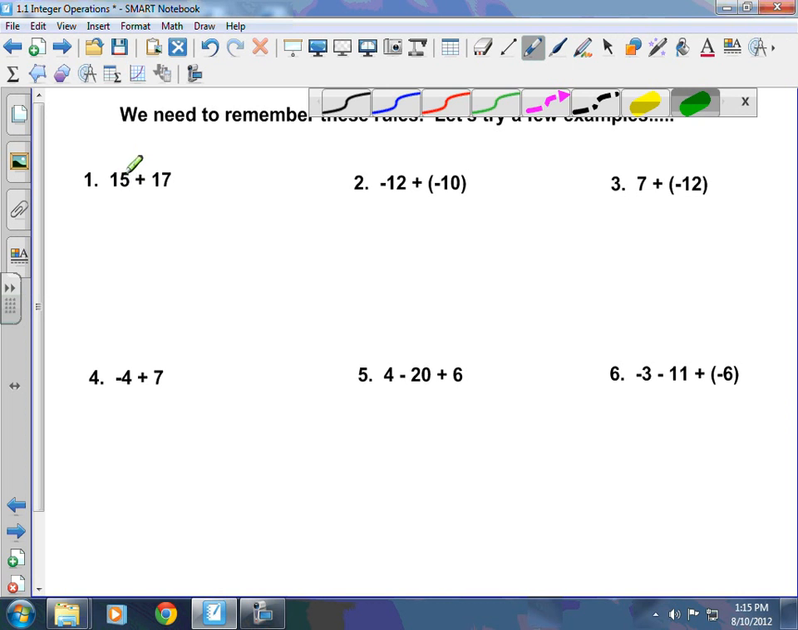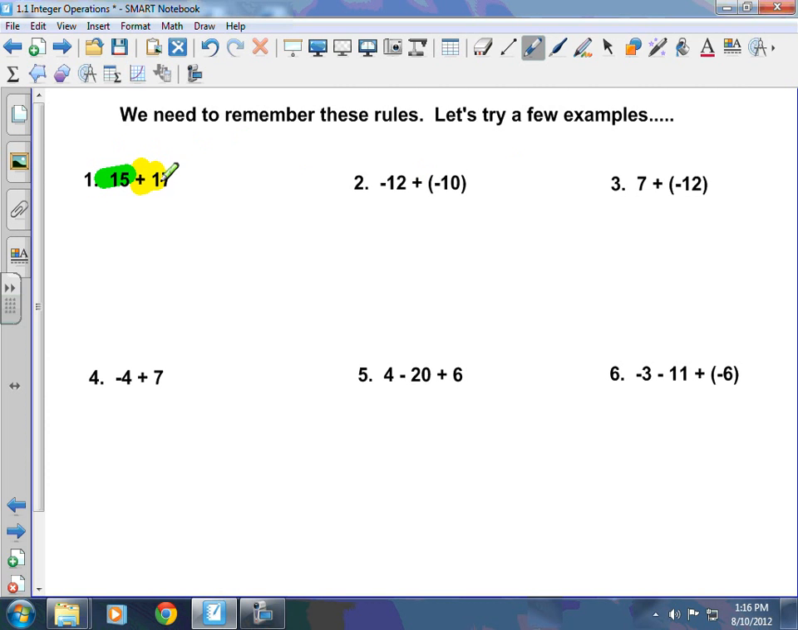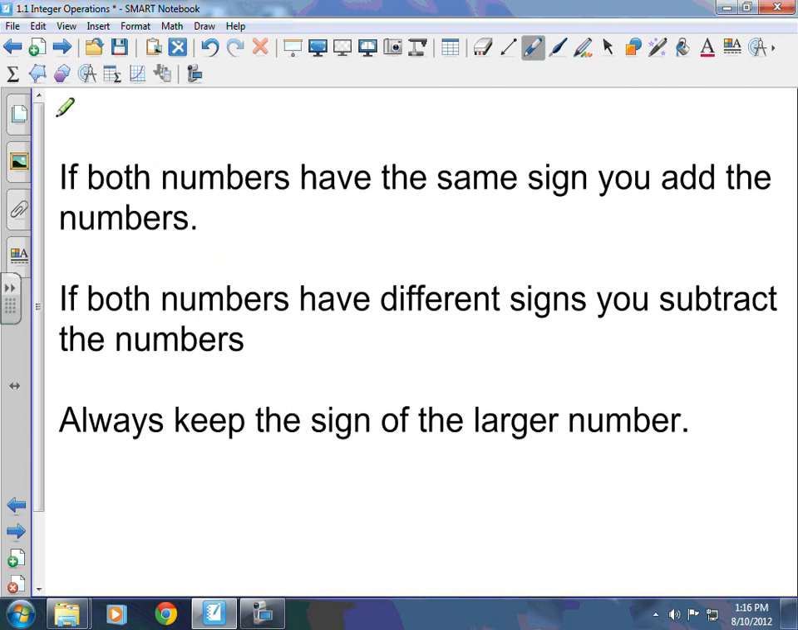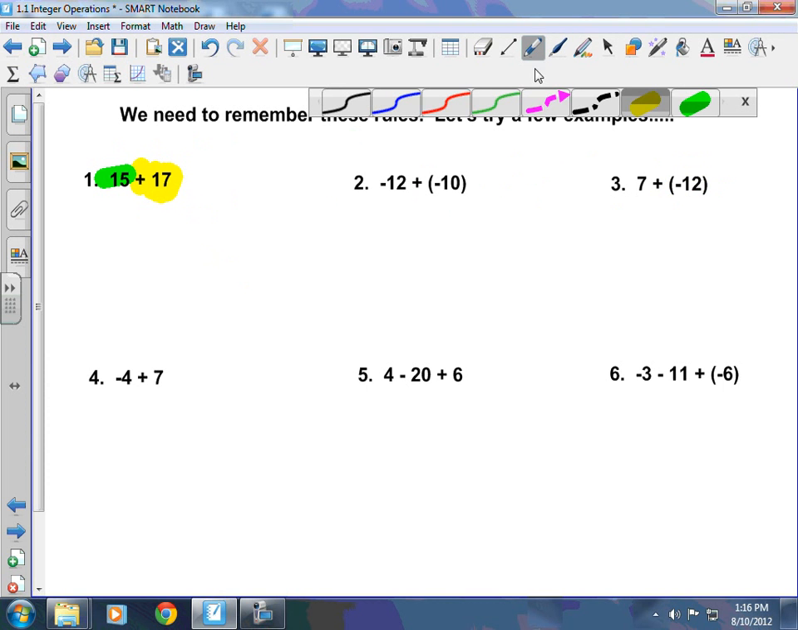The first thing I need to know is, what is the sign of my 15? Is it positive or negative? It is positive because there's no sign to the left. What is the sign of my 17? Is it positive or negative? It is positive. So both of my numbers are positive. What does the rule say? If both have the same sign, what do we do? We add the numbers. So I'm going to add the numbers.